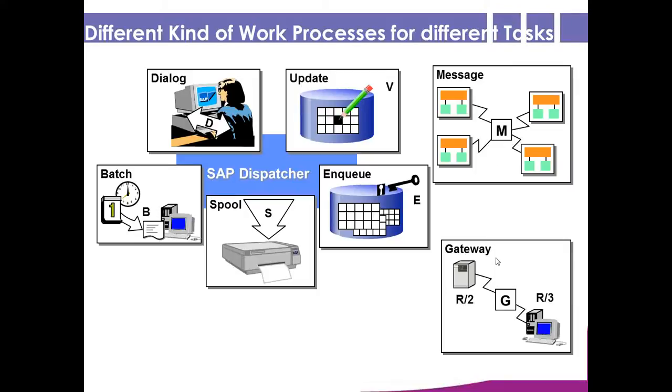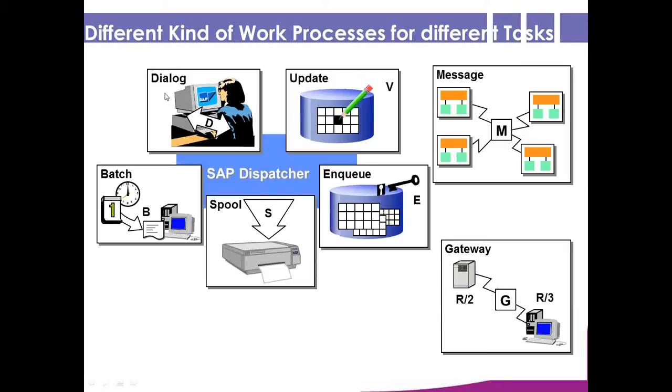Got it? Right. The five work processes are dialogue, batch, where batch means nothing but background only. Background or batch, both are the same. Then update, enqueue and spool. The remaining two are message server and gateway. Right. First we will see one by one.